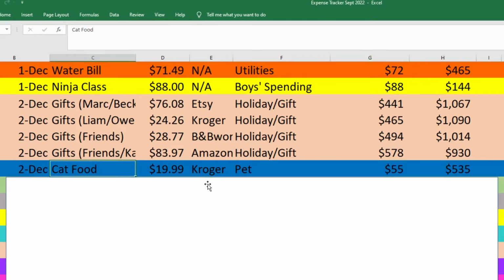While I was at Kroger on the second, I did also buy some cat food. That was $19.99 out of our pet fund. That brought our total to $55 spent out of our pet fund this month, and we have $535 left.